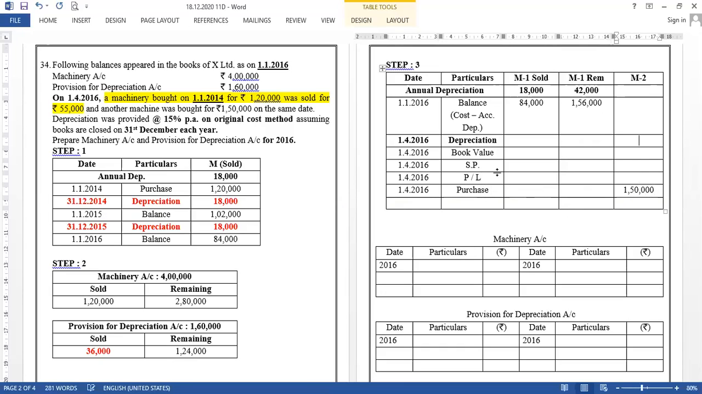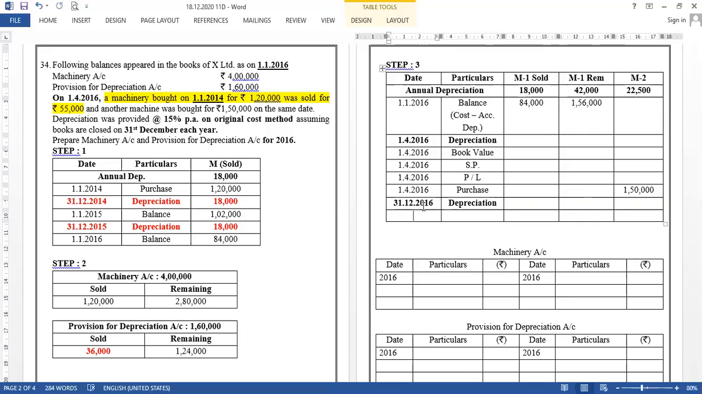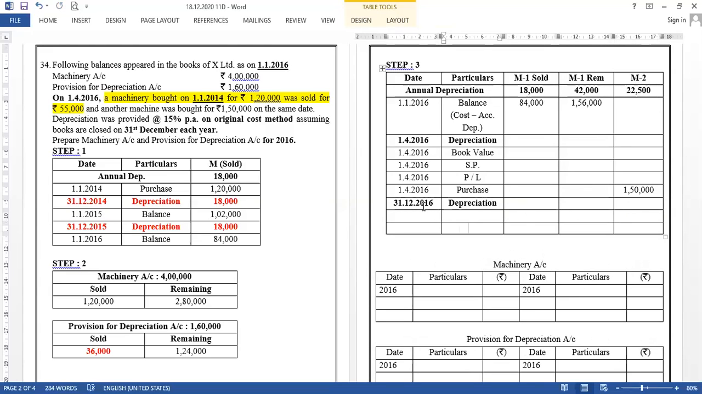And 15% of 1,50,000, anybody? 22,500. That's very correct. Now let us complete this part. After this, over here it is depreciation on 31st of December 2016. We need to provide for depreciation, and then we are going to have a balance. For the balance, 2 lines are needed. Done. Now let us calculate depreciation over here. Can you tell me depreciation for how much time? How many months? 3 months. That's very correct.